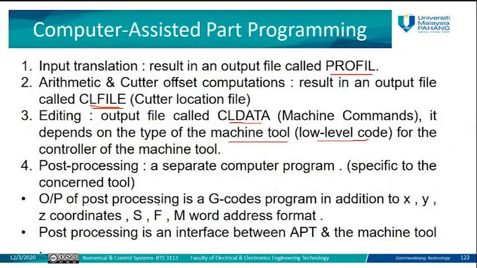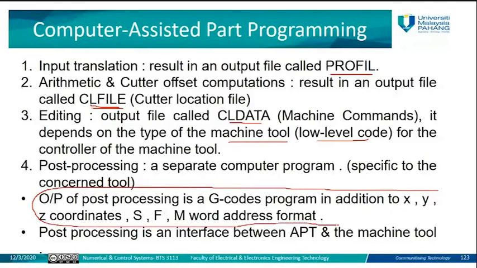So output of post processing here is a G code program in addition to X, Y coordinate, S, F, M word, and so on. So the last step here, in the first part, as we said, the manual part programming, the programmer will develop his code by using G code and M code because he's a programmer. So he develops this manually, then he enters it directly to the machine.